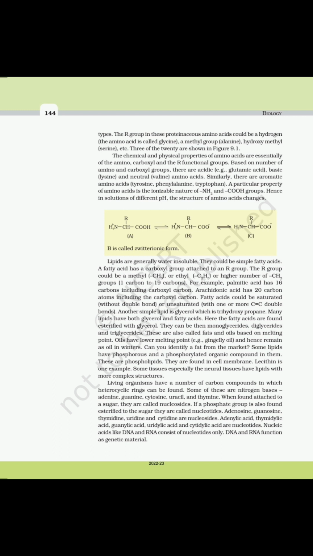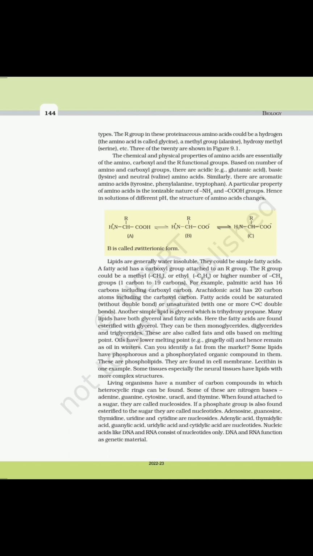The chemical and physical properties of amino acids are essentially of the amino, carboxyl, and the R functional groups. Based on number of amino and carboxyl groups, there are acidic, e.g., glutamic acid, basic, e.g., lysine, and neutral, e.g., valine, amino acids. Similarly, there are aromatic amino acids: tyrosine, phenylalanine, tryptophan. A particular property of amino acids is the ionizable nature of NH2 and COOH groups. Hence, in solutions of different pH, the structure of amino acids changes.